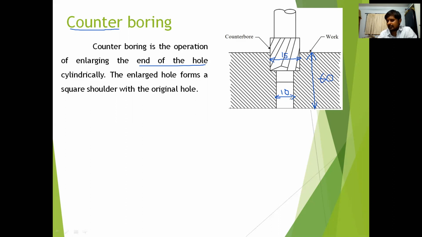So if it is boring, we are going to remove the material from the internal surface of the hole throughout the 60 mm depth. We are going to maintain this complete 15 mm diameter throughout the depth. We are going to remove the material up to the complete depth in the case of the boring operation. So boring is nothing but a uniform removal of the material throughout the depth of the hole.